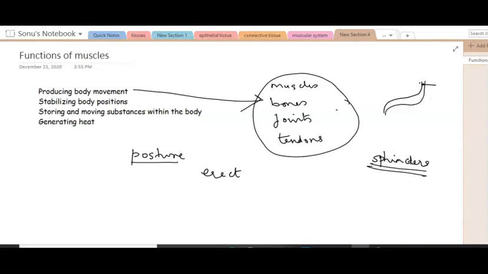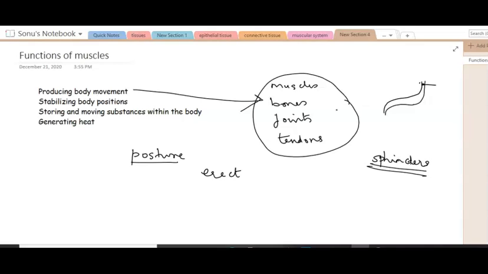And another type of contraction and relaxation of smooth muscles occurs in the walls of blood vessels. It results in vasoconstriction and vasodilatation. These are all very important for maintaining our body processes. So that is another important function of muscles.